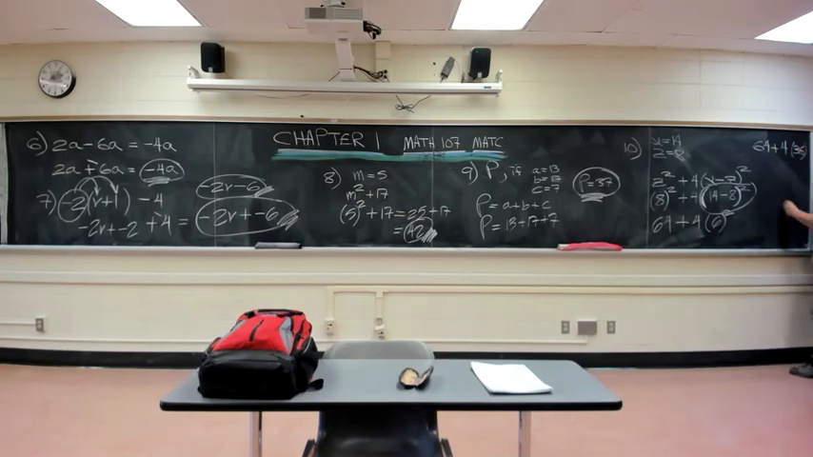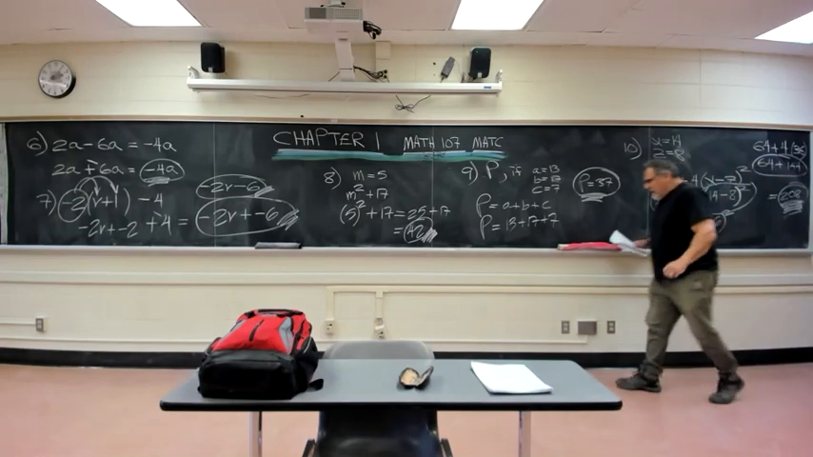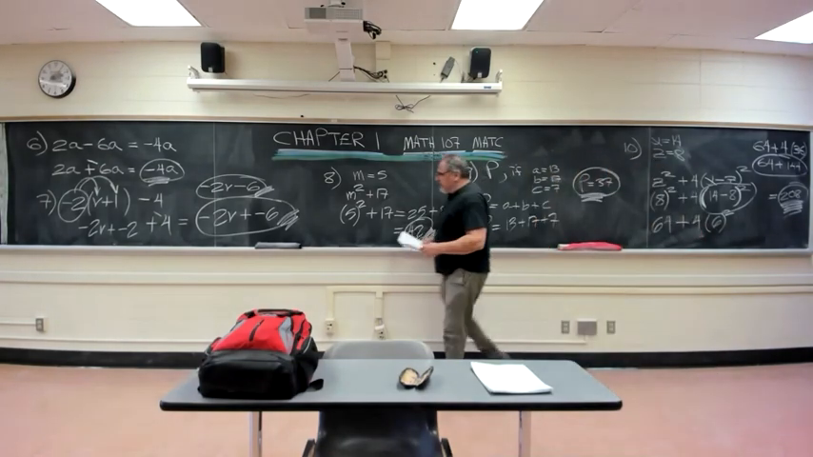is 36. Here's 64. 4 times 36 is 144. Add these at the end of the day. What is all this, you know? You add this together, you get 208. And that's it.